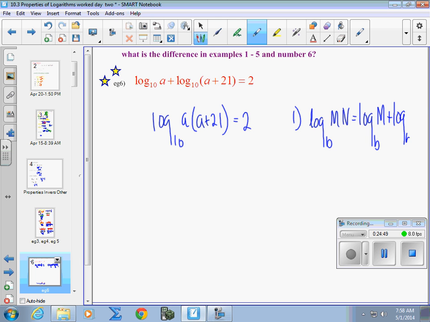So we wrote the expanded form as a single logarithm on the left-hand side of the equation. We could multiply this. We have log base 10 of a squared plus 21a is equal to 2. But because we don't have a logarithm over here, we have to work the problem differently. So we have to change it to exponential form.